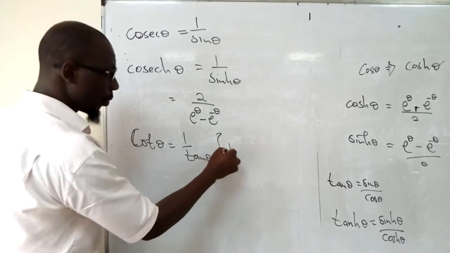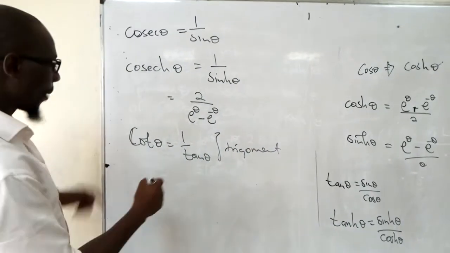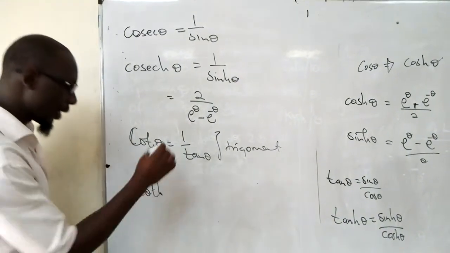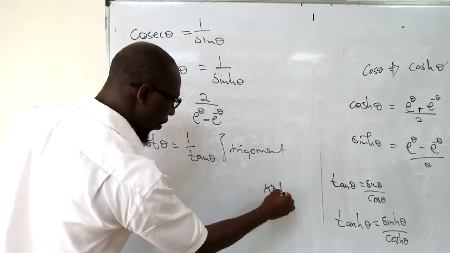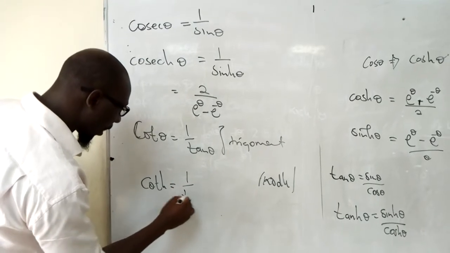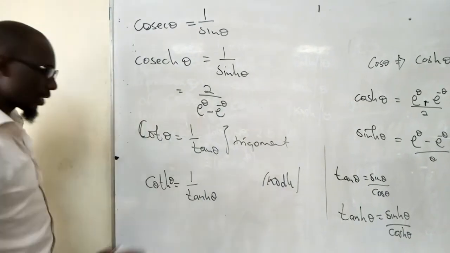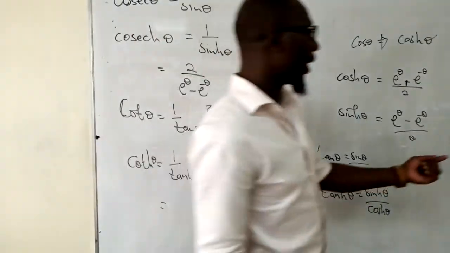This is now trigonometry, from trigonometry. What about hyperbolic? Hyperbolic, the cotangent becomes cotangent hyperbolic, read as coth. That one is read as coth of theta, given as 1 over tanh of theta. That is the cotangent hyperbolic of theta. That is the inverse of what we have found here.